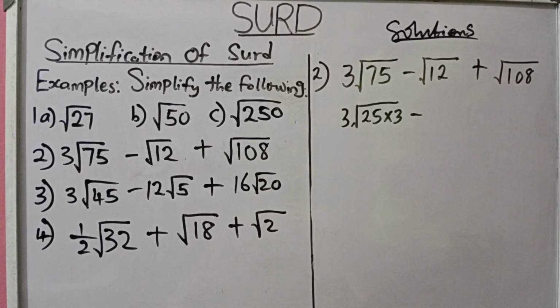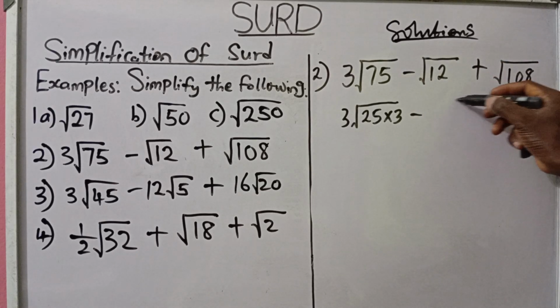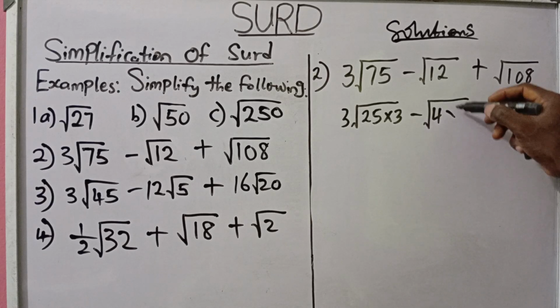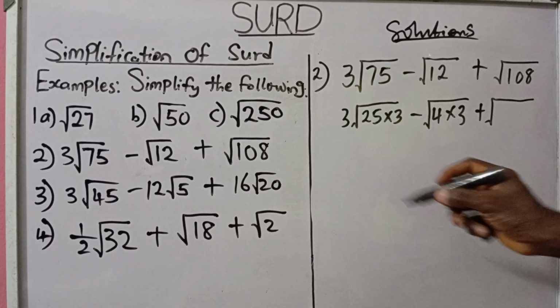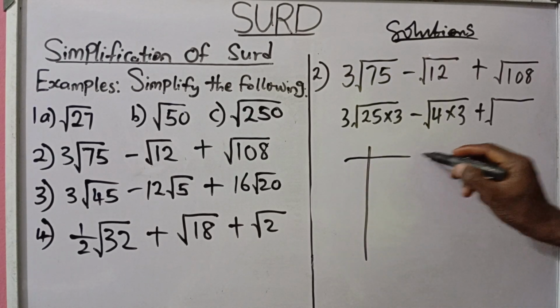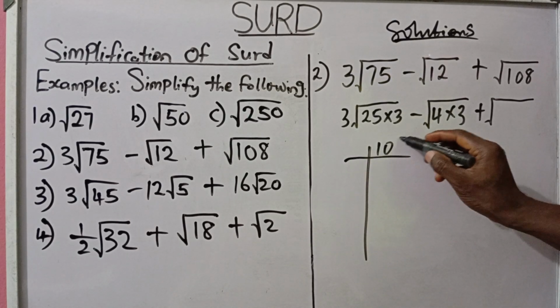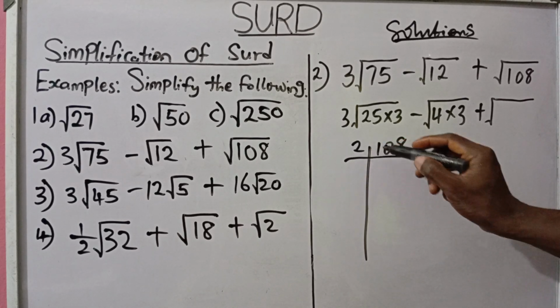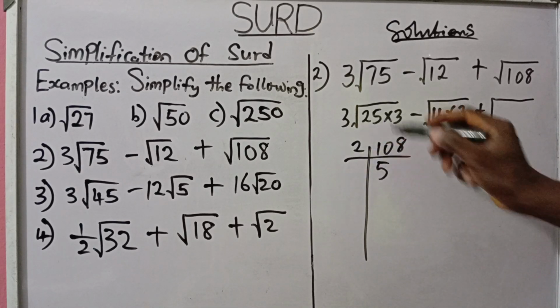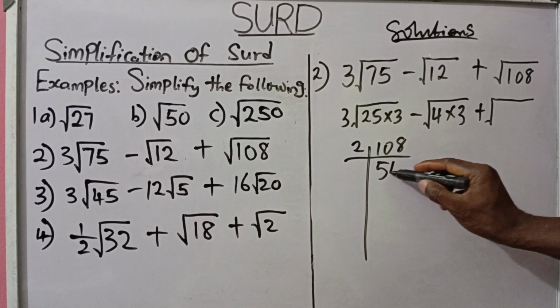Minus, so to simplify this one, can you guess what we're going to have here? That will be 4 multiplied by 3. Then for this particular one, guess the number that we're going to have there. Using the same method of figuring out the numbers that we're going to use, 108. Then when we say 2 divides 108, it will give us 54.